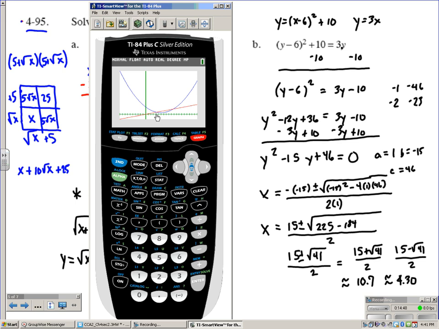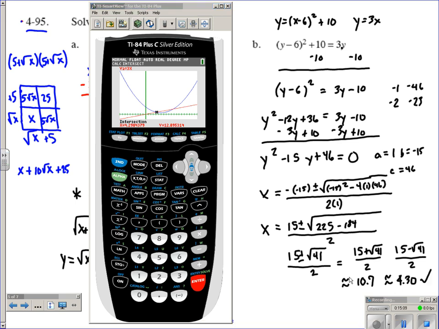And you should remember that we can use our intersect function. So let's do our first curve, enter. Our second curve, enter. And for our intersection point, we get 4.29. Well, that's right around 4.30, so we rounded, remember? So that one is correct.